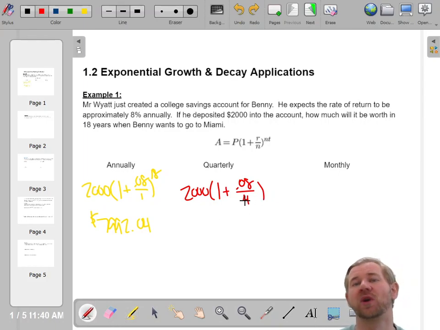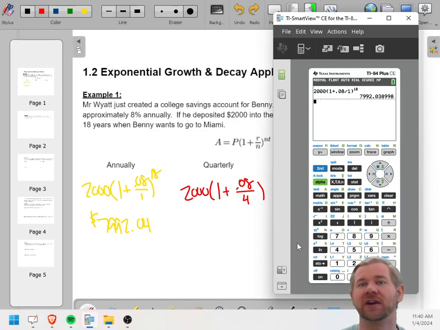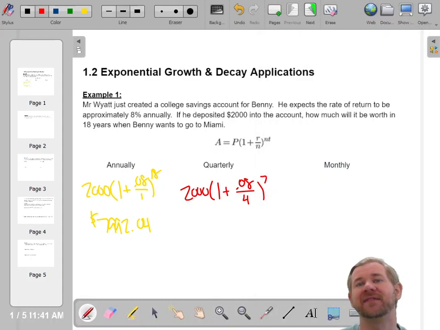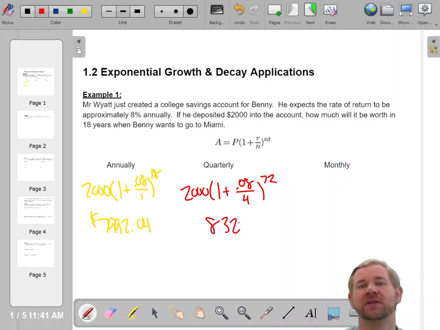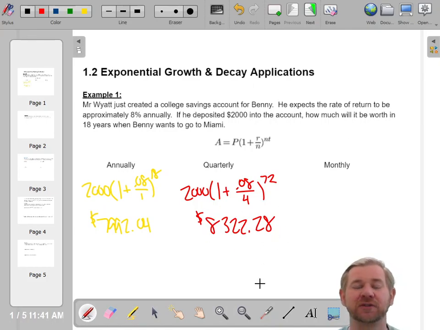If you do something 4 times a year for 18 years, 4 times 18 is 72. So we're going to do this 72 times now because it's 4 times a year for 18 years. How will that affect the whole thing? I'll just take this guy and I'll change this to 4. So now we're doing 1/4 of the interest rate, but we're doing it 72 times. Okay. $8,322.28. Now, you might think, wait a minute, you made more money compounding the interest differently?